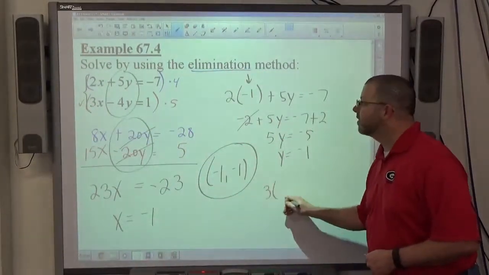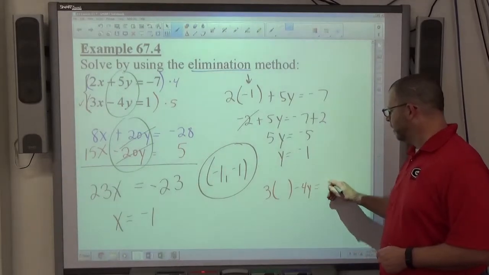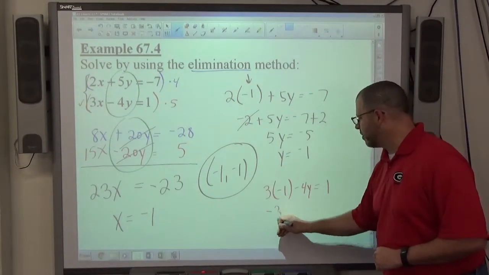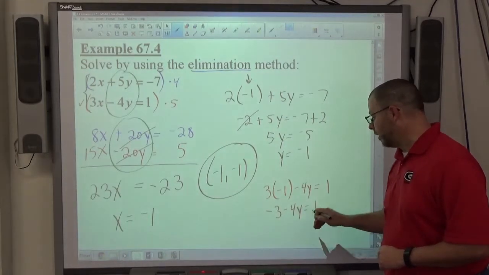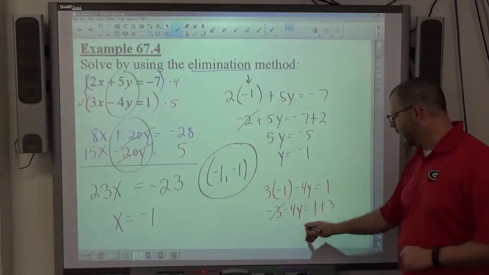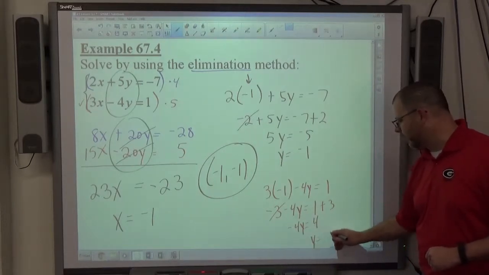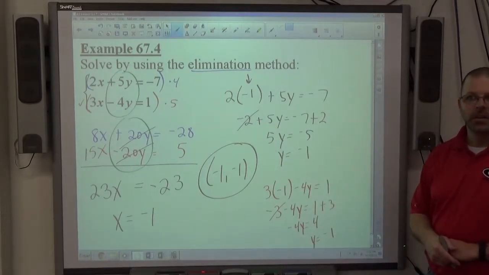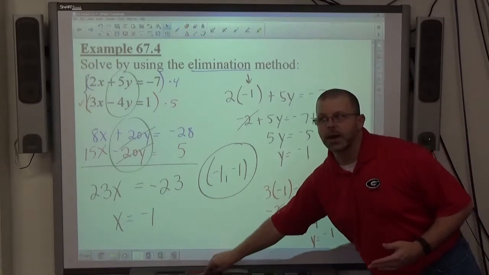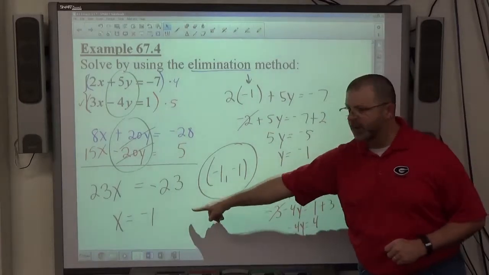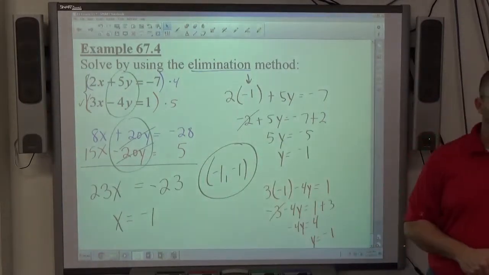3 times x minus 4y is equal to 1. x equals negative 1, right? That means negative 3 minus 4y equals 1. Move the 3 over, plus 3, we get negative 4y is equal to positive 4. Divide both sides by negative 4, you get y equals negative 1. Same result. It doesn't matter where you go, just do it correctly. Go back somewhere that had both x and y in it. Substitute what you figured out for x or y to find the other answer.